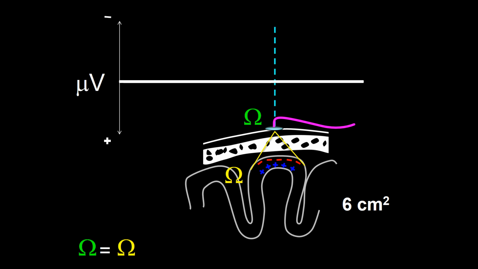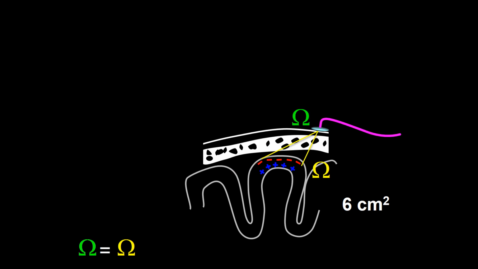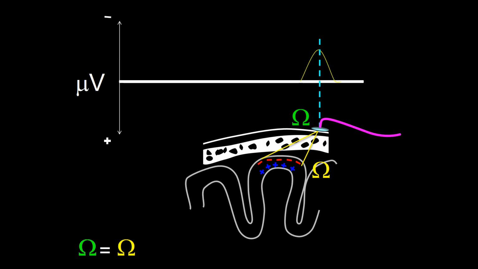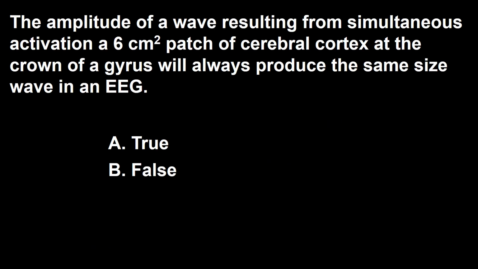I will do this to represent a wave, the wave itself representing the voltage captured by the electrode placed right on top of this crown, referred to a neutral point. Notice the amplitude of the wave. Now I am going to change the position of the searching electrode. This new position will yield a smaller negative potential. The answer to this question is false.